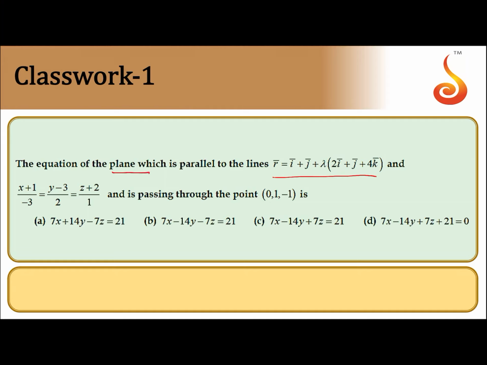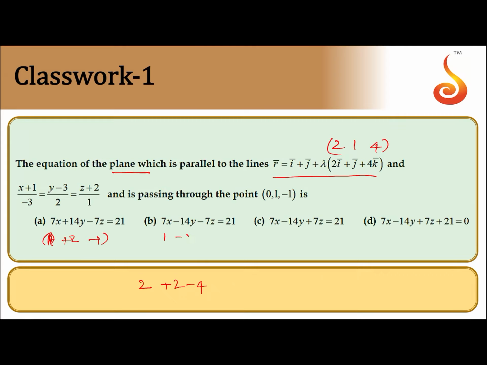That means the equation of the plane parallel to the lines means definitely the normal to the plane should be perpendicular to the DRs of the lines. Let me take up here 2, 1, 4. Of course, dot product with the DRs of the normal to the plane, taking proportional values 1, 2, minus 1. Dot product definitely is 0. So I hope you'll be getting 2 plus 2 minus 4, it is 0. First one might be the answer.